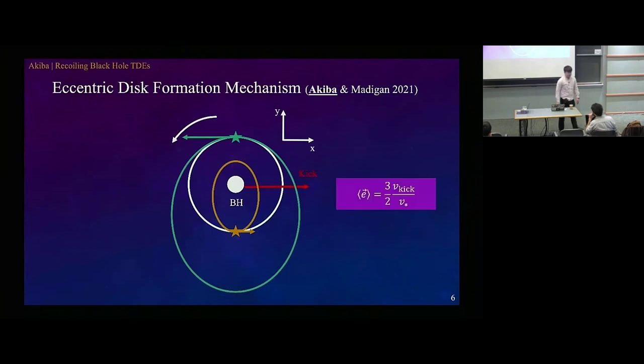You can repeat this analysis for all circular orbits, regardless of where the star starts initially on its orbit. If you do that, you get this nice equation where the mean eccentricity vector is expected to be 3/2 times the kick velocity divided by the star velocity, v_star, initially. This gives you a sense of how much alignment you expect when you start with a circular disk, given the star's velocity and the kick velocity.